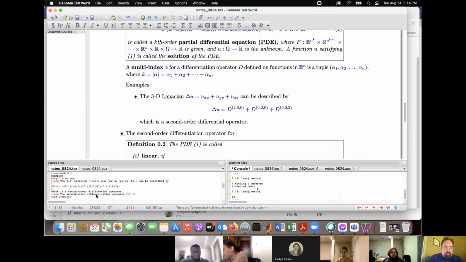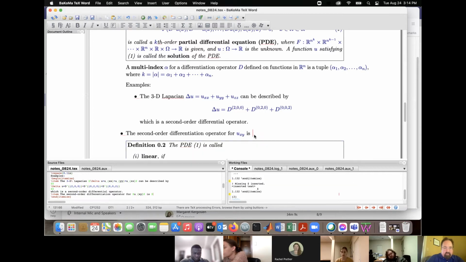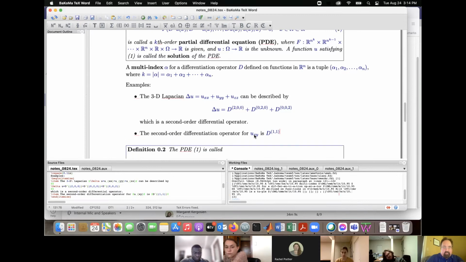Or if I have a function of 2 variables, and I'm taking uxy, it'd be D11. So I have 2 indices, because I only have 2 variables, x and y. I differentiate with respect to each one once. And because the sum of these is 2, that's also a second order differentiation operator.